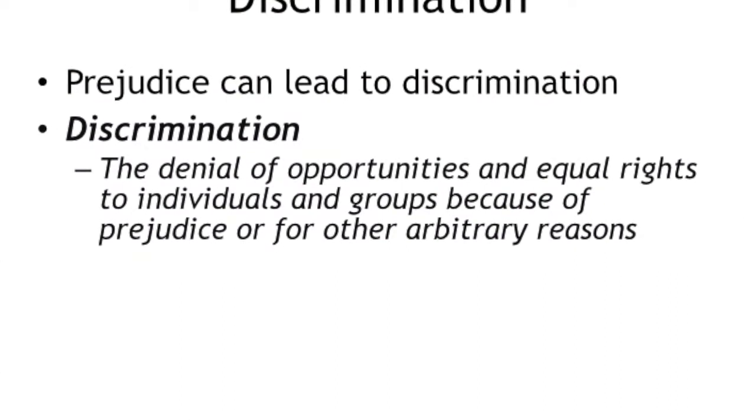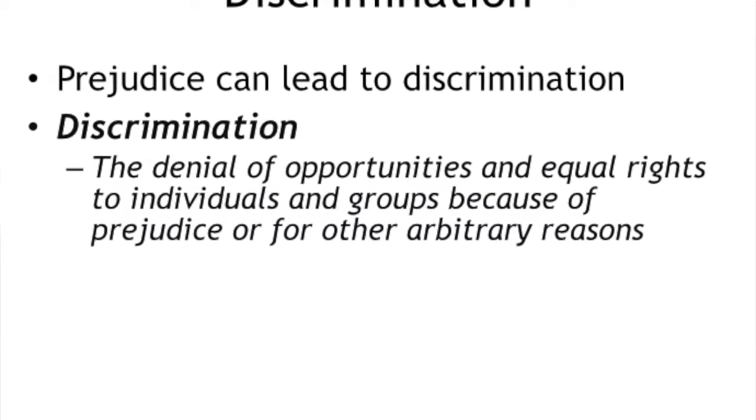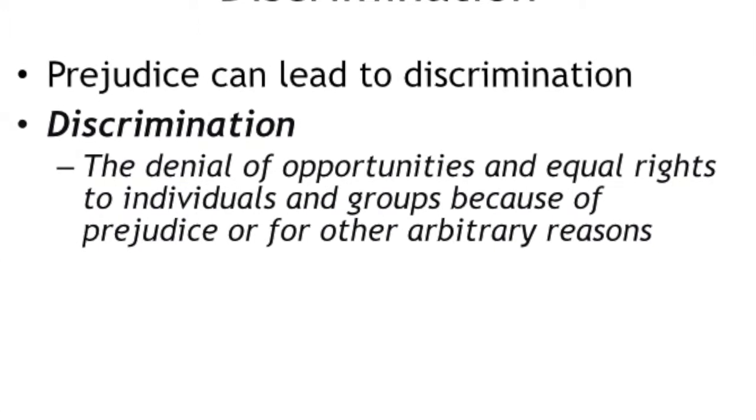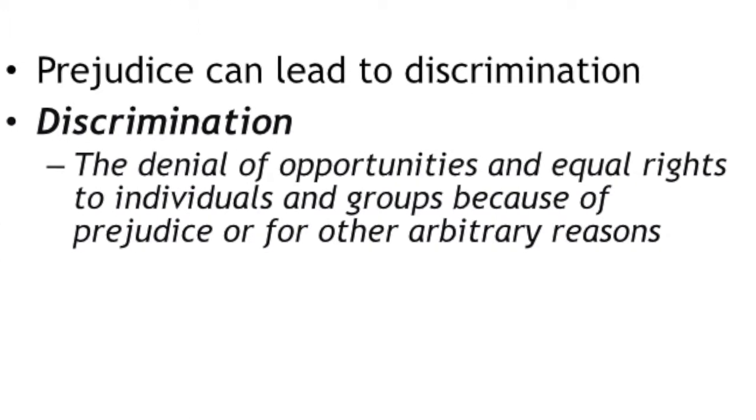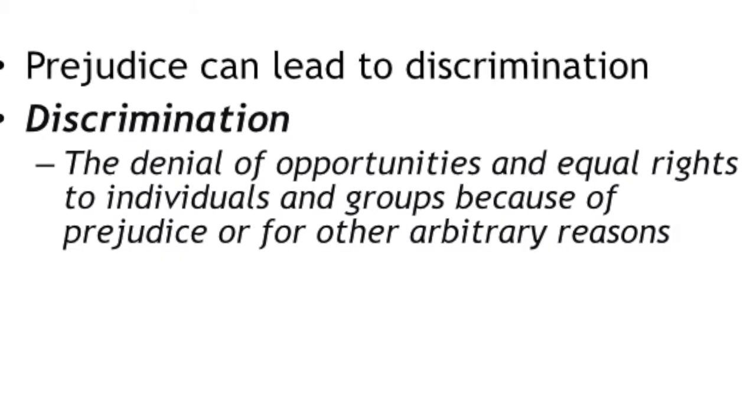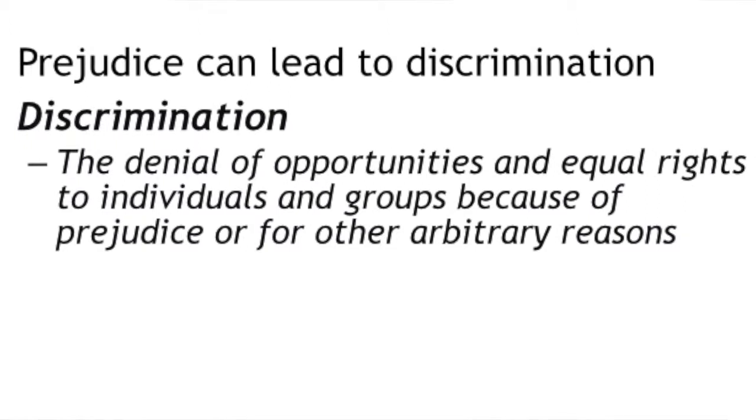Moving on from prejudice, which is just the attitudinal aspect. Discrimination is the denial of opportunities and equal rights to individuals and groups because of prejudice or arbitrary reasons. Discrimination is the behavior. That's what discrimination is. If you look in your book, they talk about a man by the name of Robert Merton, who had a model of prejudice and discrimination. And he says when it comes to prejudice and discrimination, there were four types of people: the non prejudiced non discriminator, the non prejudiced discriminator, the prejudiced non discriminator, and the prejudiced discriminator. And they have this great illustration that goes along with that.